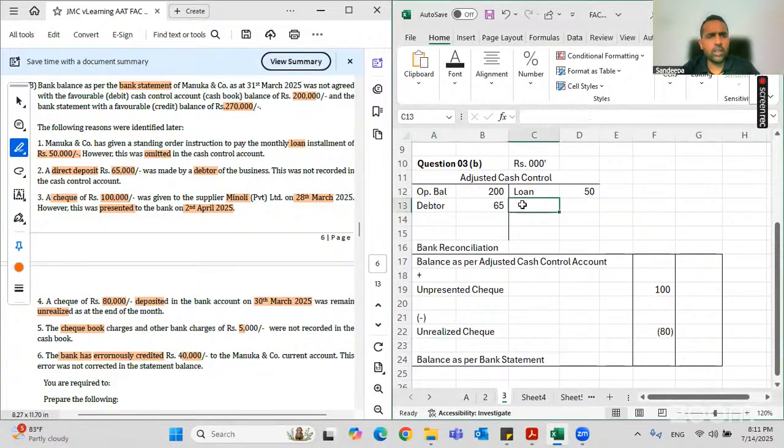Right. Next one, bank charges. Because of the bank charge, the cash book balance should come down. Fine.